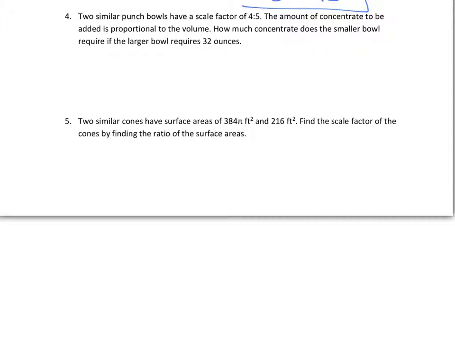So the smaller one, we have 4 to 5, right? But we want 4 cubed over 5 cubed because we are working with volume. So you can type that in your calculator, 4 cubed, 4 to the third power is 64. 5 to the third power is 125. So 64 over 125 is equal to the smaller bowl, we don't know, that's our x. The larger bowl is 32.